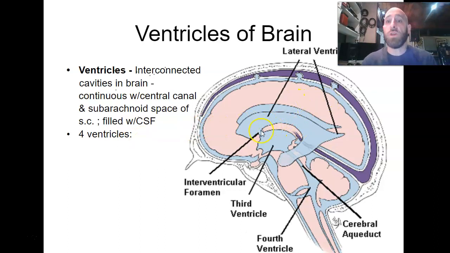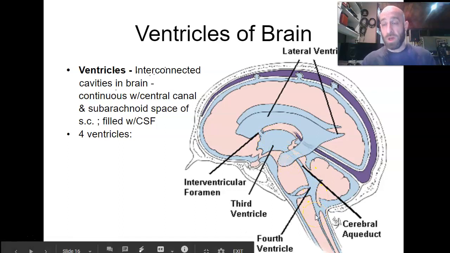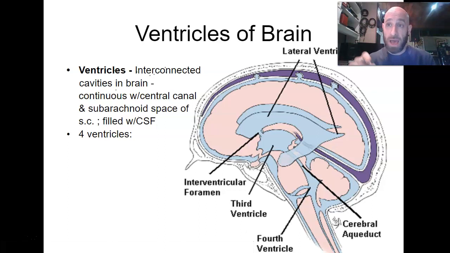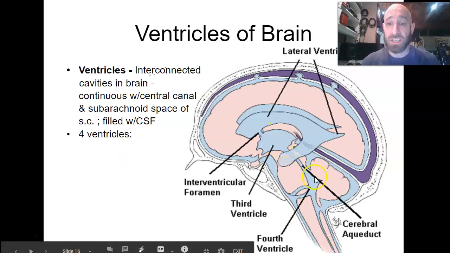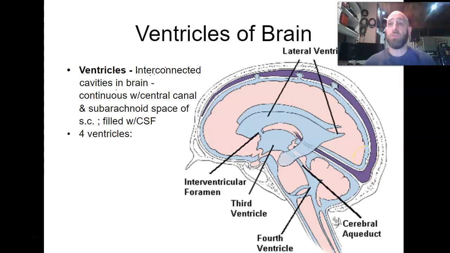They are continuous with each other, which means they're all connected, and they're actually continuous with the central canal of the spinal cord. So when I talked about the spinal cord, I mentioned that in the middle of the gray matter, right in the middle of that gray commissure, there is this open canal that travels down the middle of the spinal cord. That is what I'm talking about here. And then it actually connects with the subarachnoid space, which surrounds the brain. And the ventricles and all these spaces that I'm talking about are full of cerebral spinal fluid. And this cerebral spinal fluid flows from the center of the brain where the ventricles are, down the spinal cord and back up and around the sides. But I'm going to get into that in more detail as we go through.